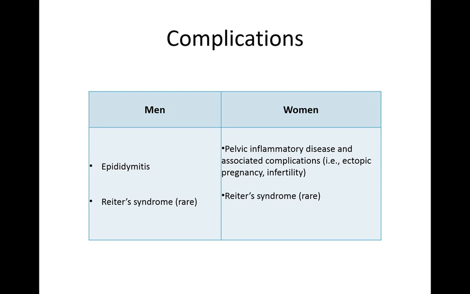In men, even though it is rare, epididymitis can be caused, and this is the inflammation of the epididymis, which basically carries the sperm. And in rare cases, it can cause infertility because you have that chronic scarring of the epididymis. Reiter's syndrome can happen in both male and female, and that is basically just a reactive arthritis. So the bacteria has gained access to these different parts of the joints and the muscles, and you will tend to see arthritis associated with chlamydia. And this is normally what you would see if left untreated.